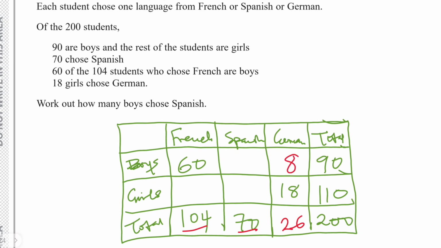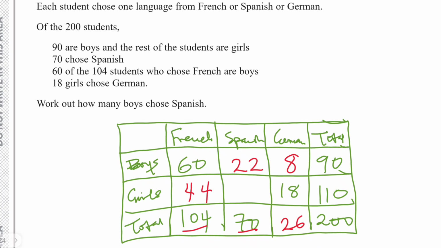So out of the total number of boys, who are 90, 60 choose French, 8 choose German, so the rest choose Spanish. So 60 plus 8 makes 68. Then 90 minus 68 is going to be 22. Now, of the 104 students who choose French, if 60 of them are boys, then the remaining are girls, so that would be 44.